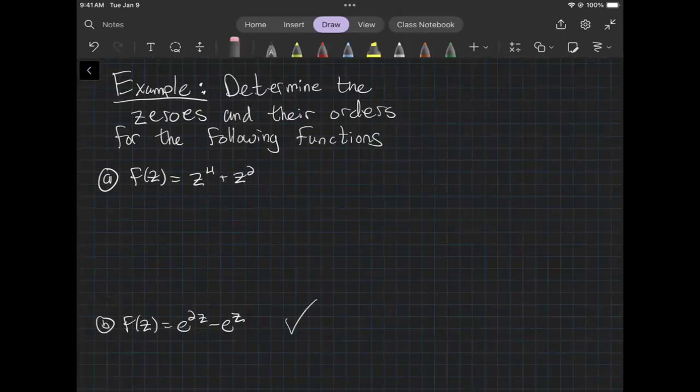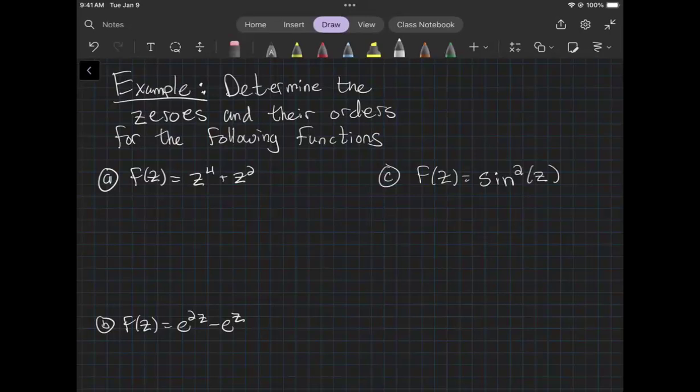Okay. Oh, one more thing. Here's another one that I want you to think about as well. So this one here. Sine squared of z. That's a good one. All right. So I want you to think about these examples and try and see what you come up with in your final answer. So yeah, good luck with these.